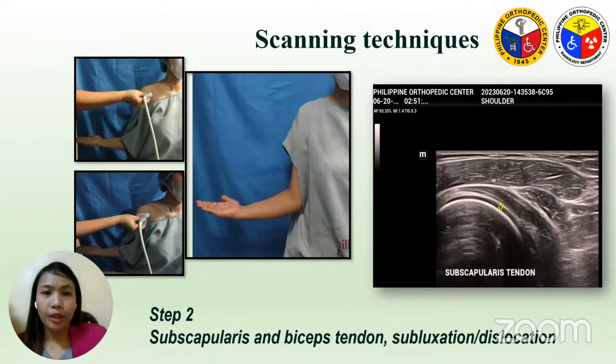The next step is for the subscapularis tendon. Rotate the arm externally while securing the elbow to the iliac crest in order to visualize the subscapularis tendon and its insertion at the lesser tuberosity.